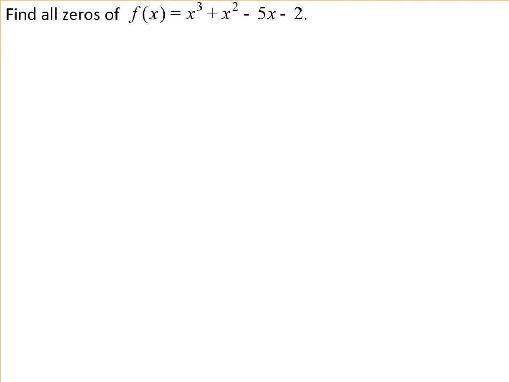To find all the zeros, we start by looking at the degree, and we see the degree is 3. That means I'm going to have 3 zeros of this function. So in order to get started, in order to find that first one, I need to make a list of all the possible rational zeros.